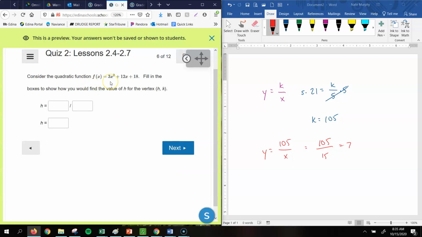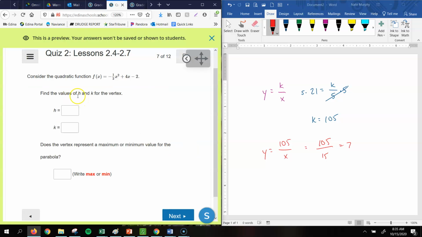All right, so here for this one, we're going to do the same idea as one of the ones that we did previously. We're going to show our work for how we would find out what h is. Remember, h is the opposite of b over 2a. So b in this case is 12, so the opposite of 12 would be negative 12. And a is 3, so 2 times 3 is 6. And so negative 12 divided by 6 would be negative 2.